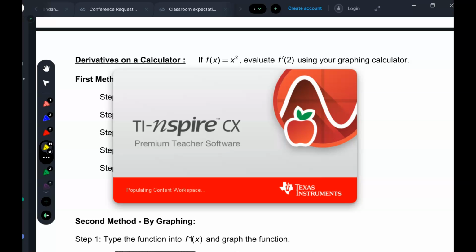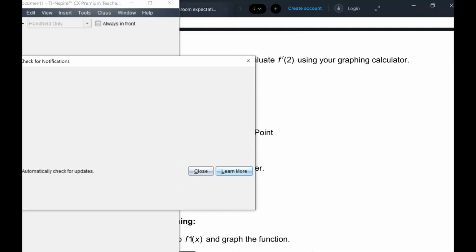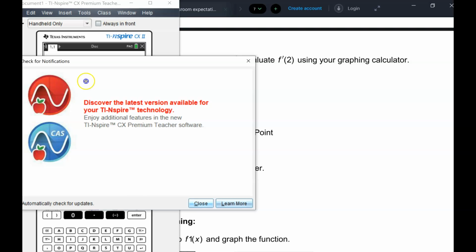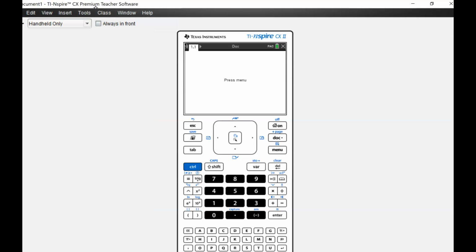Okay, let's do some calculator practice. We'll do derivatives. Obviously there are calculator and no-calculator portions, but if you're working on your homework and you want to check it, you have a number of different ways that you can do derivatives on your calculator. So I'm going to show you that.